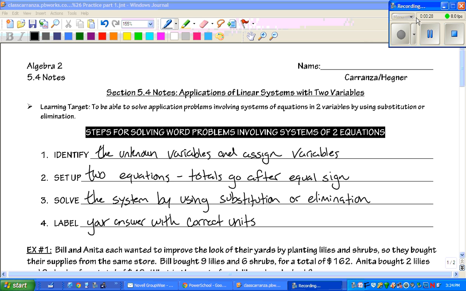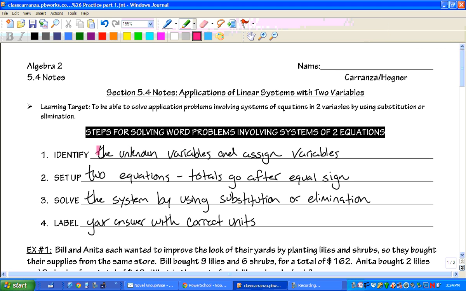So if you want to go ahead and get started, we've got all of our steps down for solving word problems. Let's start going over these. The first thing when we're reading is we need to identify the unknown variable and assign variables to them, whether it's X or Y, A or B, however you want to do it. Step 2 is to set up two equations. When you're reading problems, totals are going to go after the equal sign.